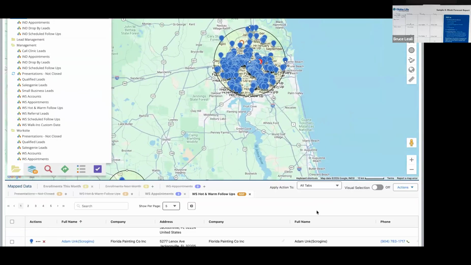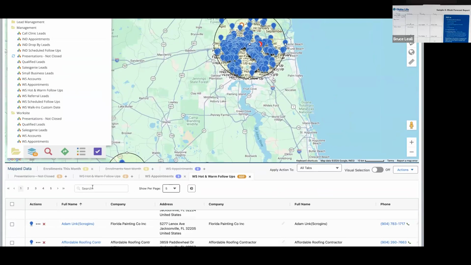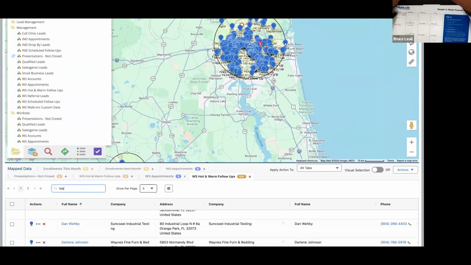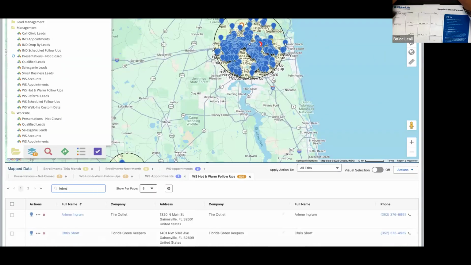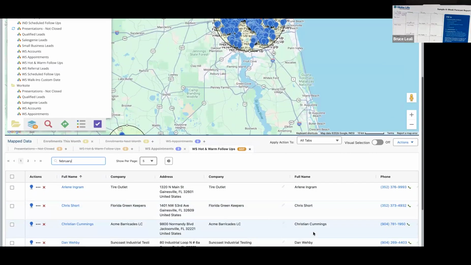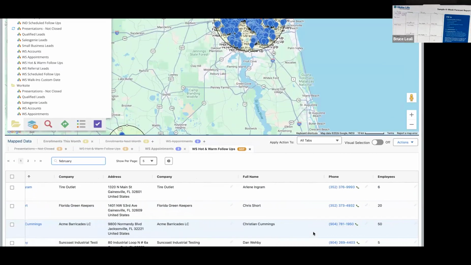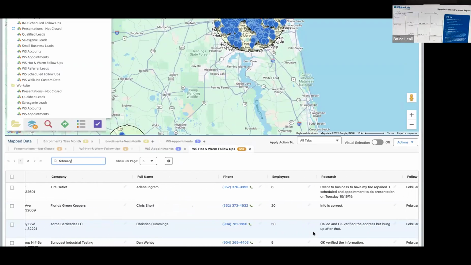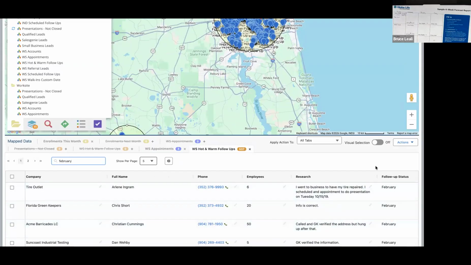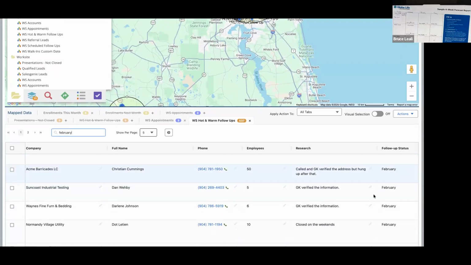What I can do is scroll down here, and in this search bar, I can type in the month that I'm looking to fill. So February is what I'm looking to fill. And what it did when I typed in February here, over here, look at this right here. Boom, boom, boom. Where my mouse is. February. It gives me a full list of what leads I had logged as a warm lead.